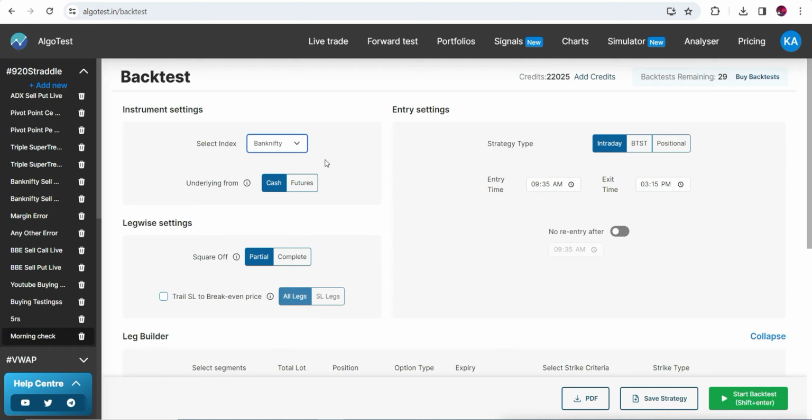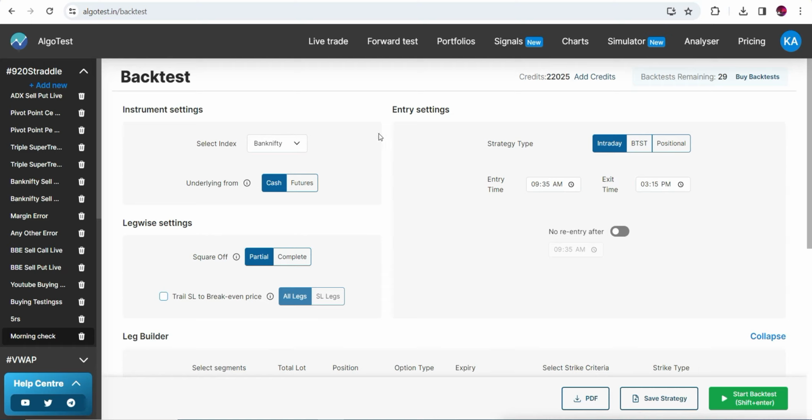Spot means the Bank Nifty main chart. For example, if Bank Nifty is at 40,000, that is the price of the spot chart. Similarly, there is a future contract also. If we want to select price from the cash chart, the spot chart, we will select cash here. And if we want to select price from the futures chart, then we will select futures here. So we will select cash here. For at the money or any strike selection, it will capture the price from the main index spot chart.